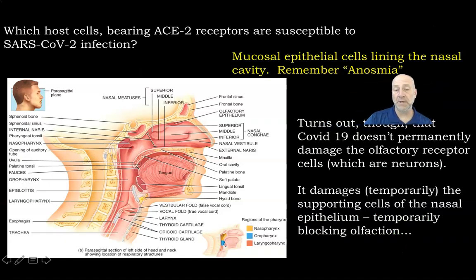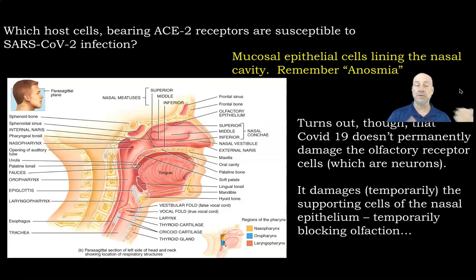So what cells are bearing the ACE2 receptors that are so susceptible to the COVID-2 virus that causes COVID-19? Well, we already talked about the septal cells, we'll get to the type 2 alveolar, but keep in mind there's a lot of ACE2 receptors on cells lining the respiratory membrane, the upper, particularly in the nasal epithelium. Remember anosmia, COVID smell, or COVID nose, going nose blind.